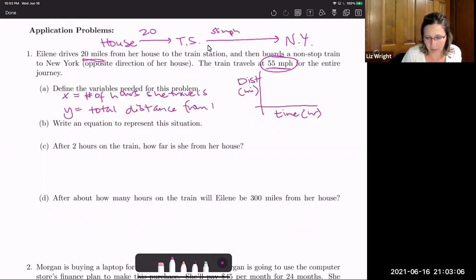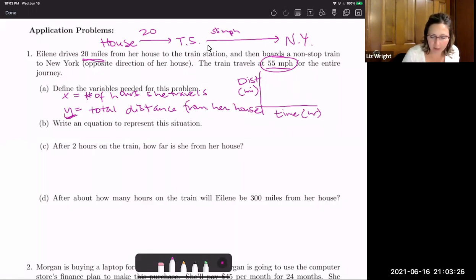And Y is going to be the total distance from her house. If you wanted to, you could have totally picked T equals time, or the amount of hours that she travels, and then D equals distance, or something like that. All right, then we're to write an equation to represent this situation.